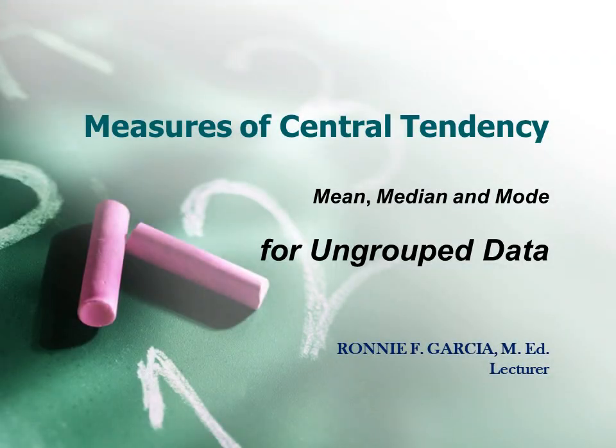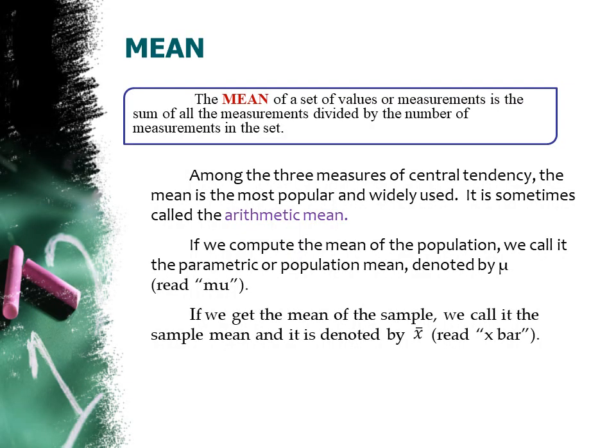So we will start with the first set, the ungrouped data. And this is very quick and easy also because this is familiar to all of us, even the non-math majors. The first one is the mean. The mean is also sometimes called the arithmetic mean. I will read the definition based on this slide. The mean of a set of values or measurements is the sum of all measurements divided by the number of measurements in the set. As simple as that. From the definition itself, you already know how to construct the formula and even present that in your calculation.